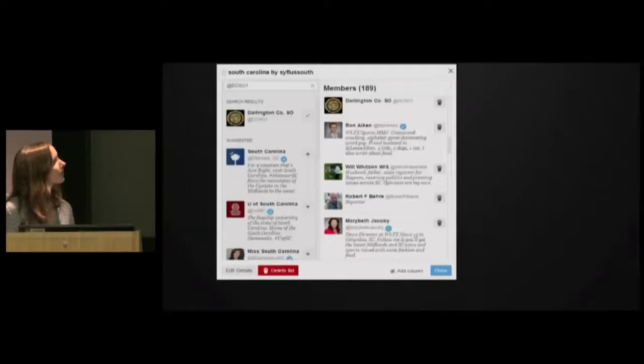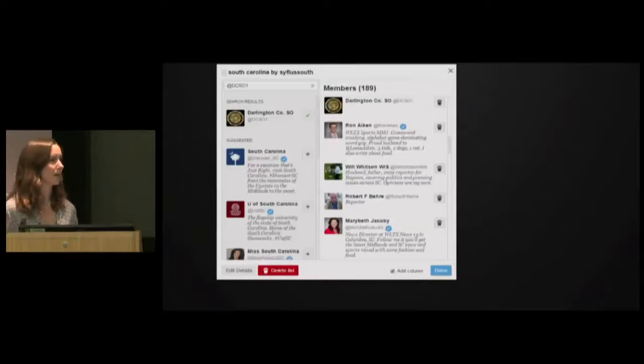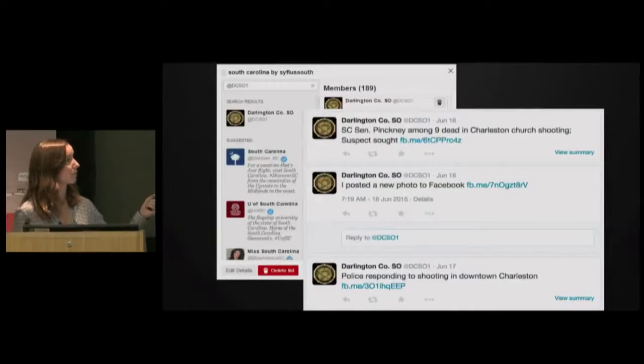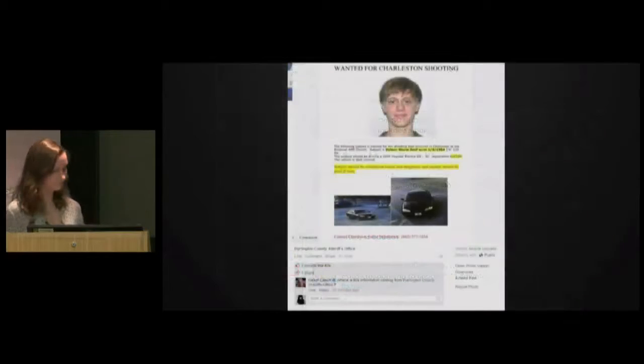So as I said, we were closely monitoring our South Carolina list. Now, all of our Twitter lists incorporate sources that you would go to as a journalist in your own reporting, so local officials, emergency response, politicians, police departments. We have a number of local sheriff's offices and their accounts on this list. And so we were scrolling through and found a few tweets from one of those accounts, Darlington County Sheriff's Office, pointing to a link on their Facebook page.